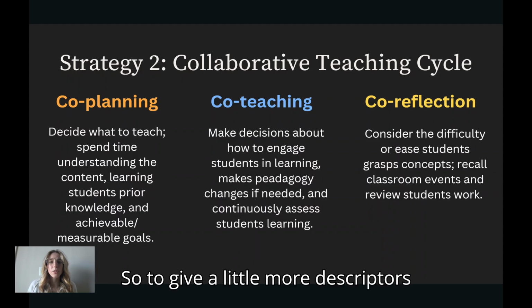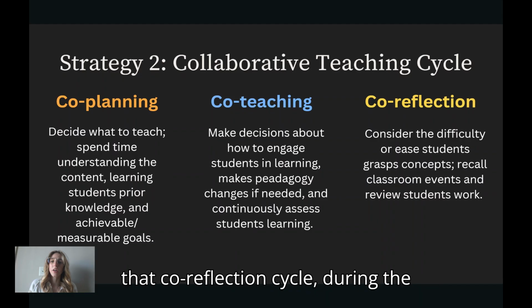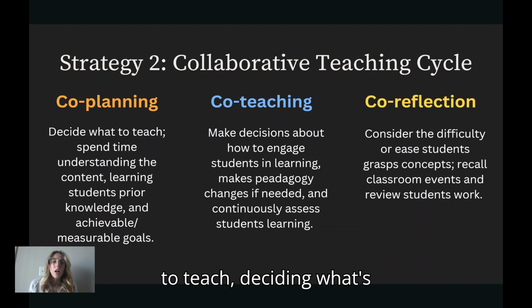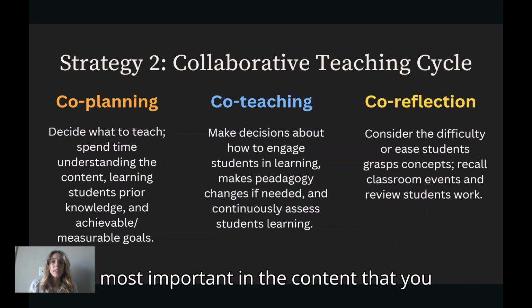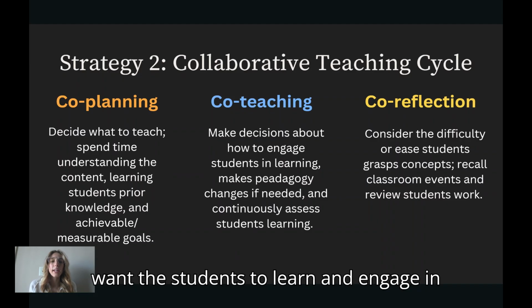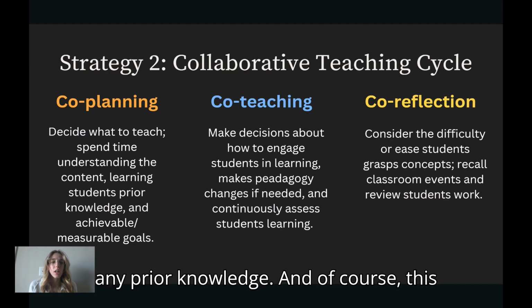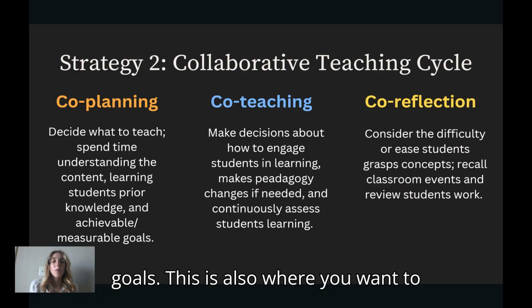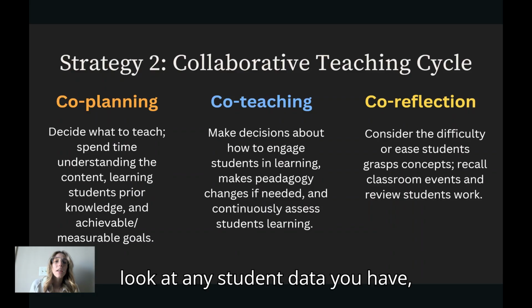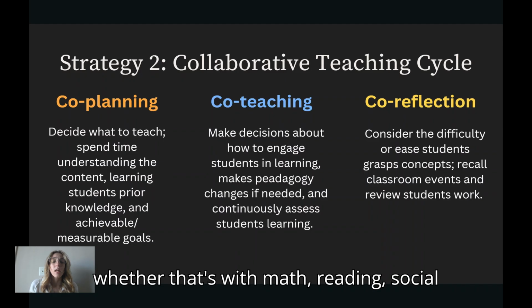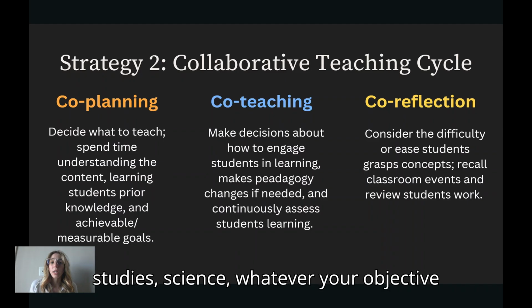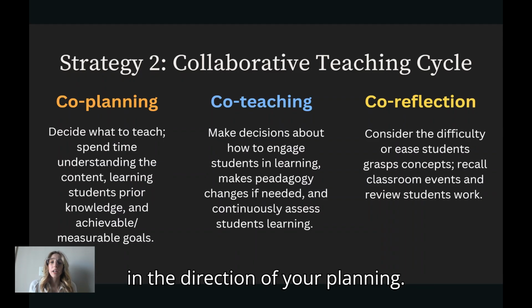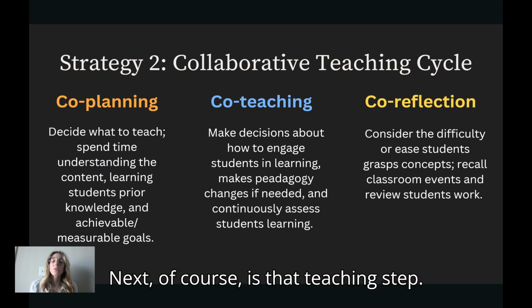So to give a little more descriptors behind the co-planning, co-teaching, and that co-reflection cycle, during the co-planning stage, you're deciding what to teach, deciding what's most important in the content that you want the students to learn and engage in, any prior knowledge, and of course, this is where you're going to pull out your achievable objectives and measurable goals. This is also where you want to look at any student data you have, whether that's with math, reading, social studies, science, whatever your objective is. You want to look at that student data that you have to help also gauge in the direction of your planning.